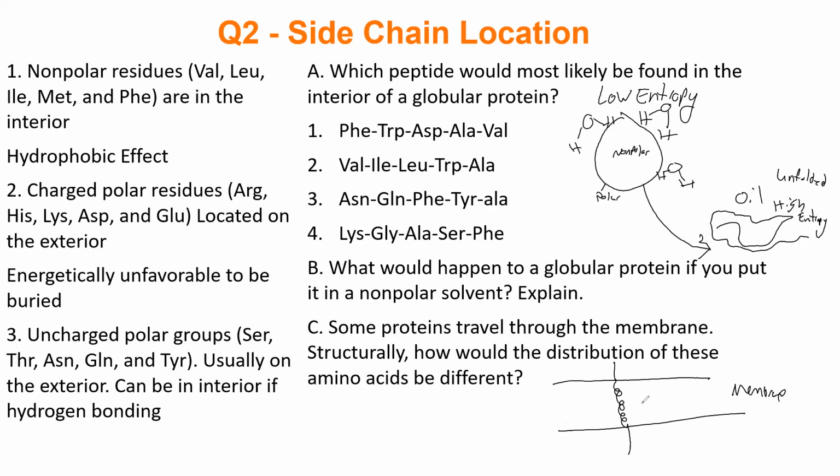How would the amino acids be distributed differently in a protein like this compared to a folded protein that I'm talking about up here? In this type of protein, where would the hydrophobic and hydrophilic or polar residues be found? So just remember your membrane, it's a bilayer. You have head groups, and then you have nonpolar tails.